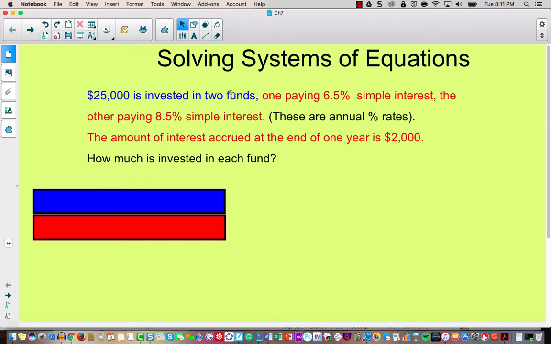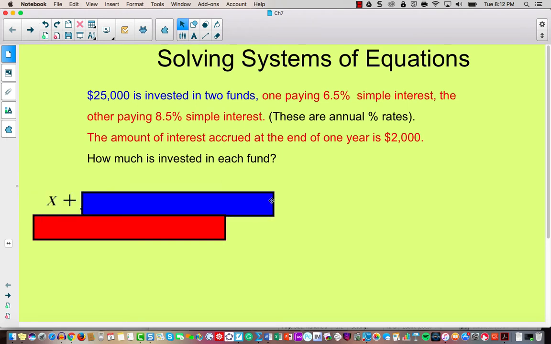You have in the blue, you have the notion that $25,000 is invested in two funds, and then in red, one fund paid 6.5% simple interest. The other paid 8.5% simple interest, and those, of course, are annual percentage rates. And the total amount of interest accrued at the end of 1 year is $2,000, and how much is invested in each fund. And the idea is to represent the blue sentence and the red sentence each as an equation.